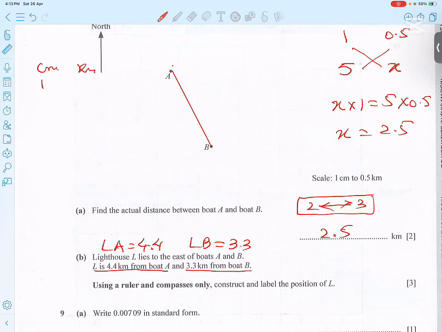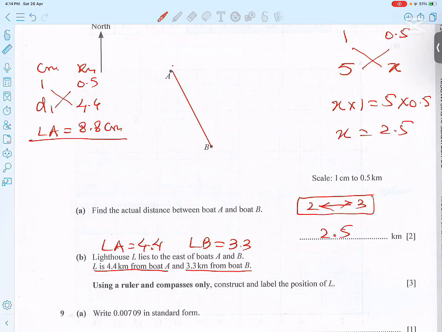This is in kilometers, 0.5, and this 4.4, I'm writing under it. And here I'm writing D1, distance 1. Cross multiply, so it gives us 4.4 divided by 0.5. It becomes 8.8. So distance 1, which is the LA distance, is 8.8 centimeters.